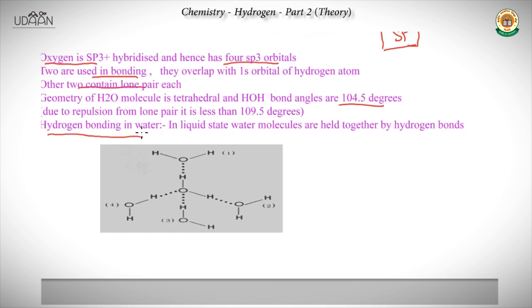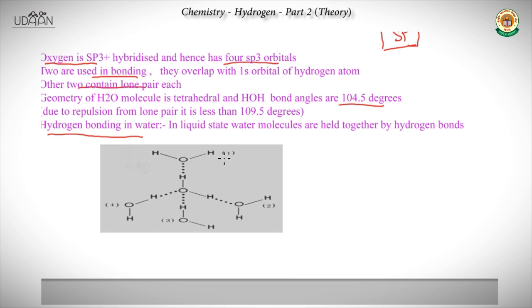Hydrogen bonding. This is the most important thing about water. Hydrogen bonding is a type of dipole-dipole interaction, in which we have some partial negative charge on oxygen and some partial positive charge on hydrogen.